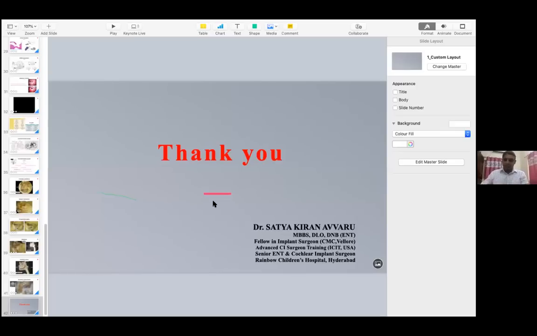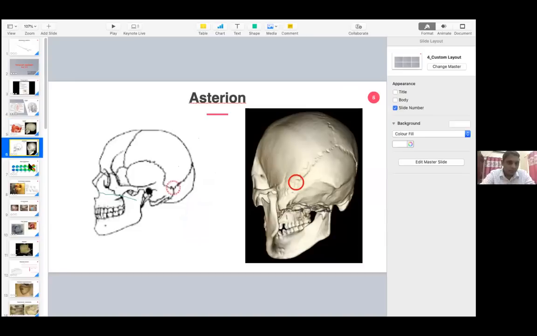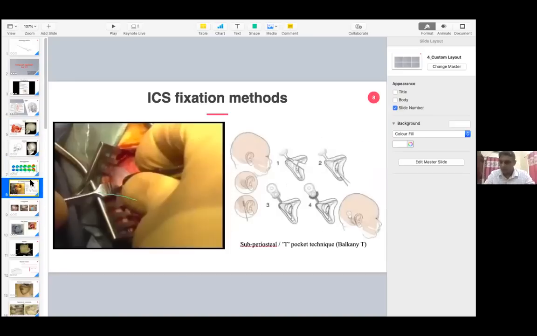So yeah, the questions now, first few questions from the initial slides. There was a question from Dr. Rajat Jain. He asked, in a subperiosteal pocket, do you secure it in any way? And are there any cases of migration? And if migration happens, how do you manage it? Okay, that's a great question.